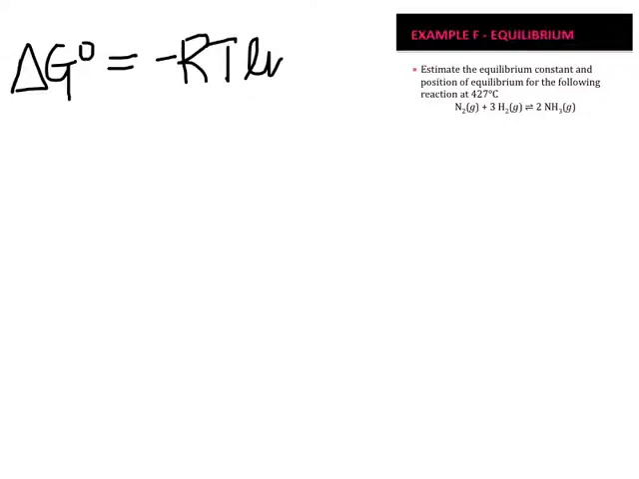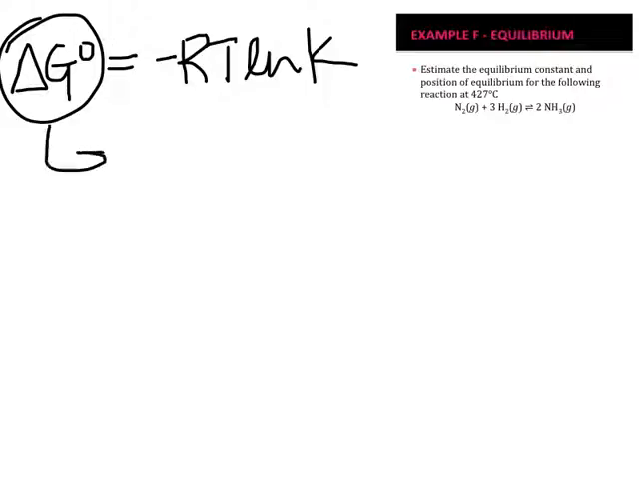Since this time we're not at 25 degrees Celsius, we cannot use Appendix 4. But this is still my reaction, except that I can't use Appendix 4 to calculate delta G directly, okay? But I can use these values, delta H and delta S, from Appendix 4.